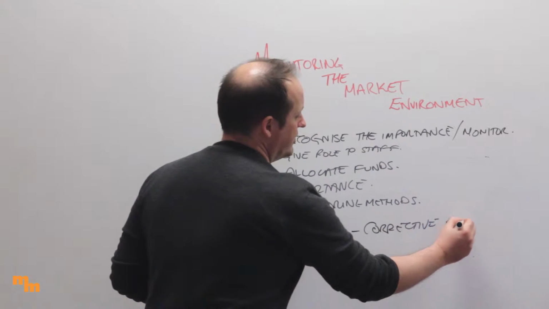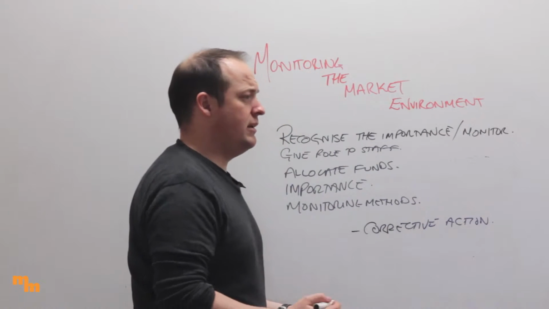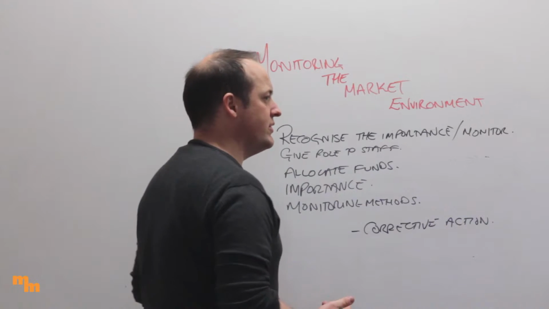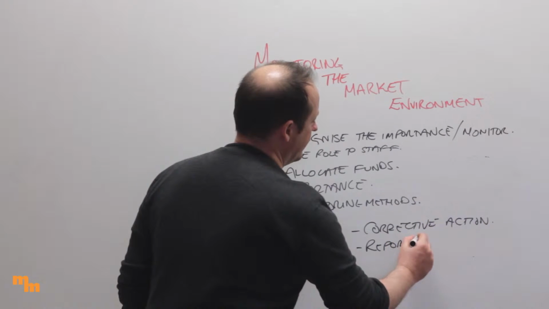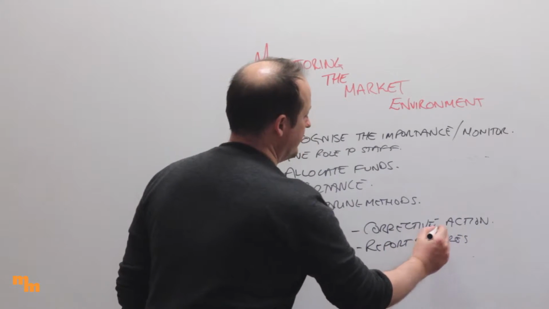Because our corrective actions, we want to take advantage of opportunities. We want to make sure that we're not getting ruined by bad things coming along that are going to surprise us. We need to start thinking about our report features. So how do we want things laid out? Where do we want the information? When do we want the information, etc.